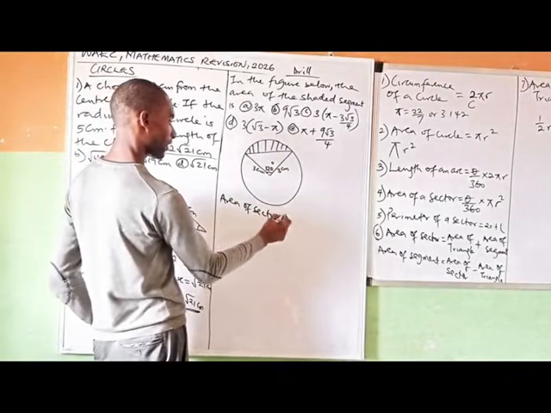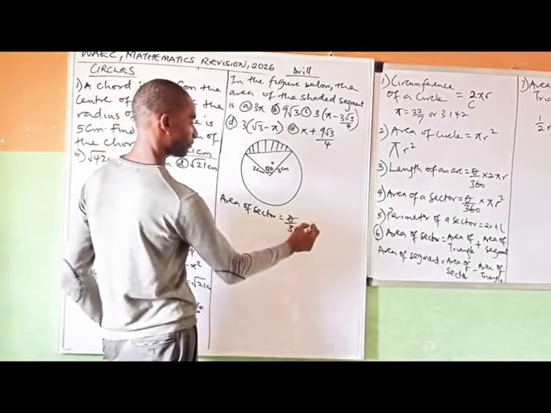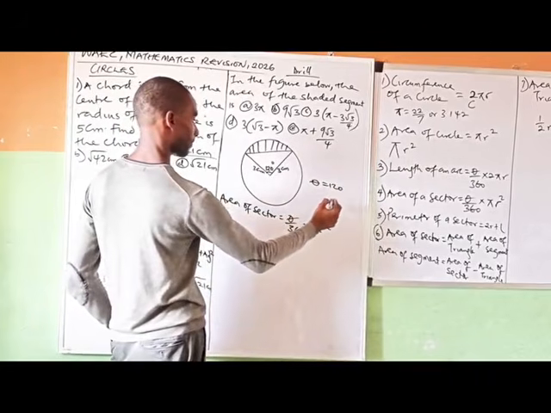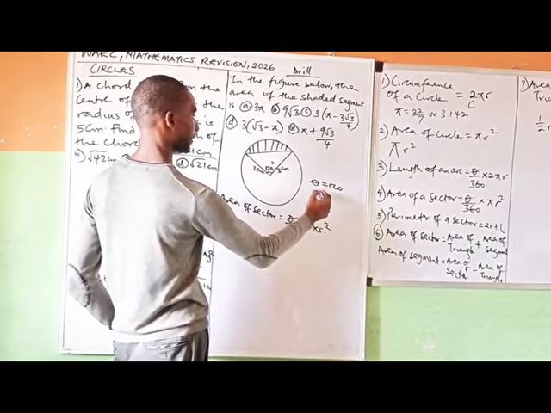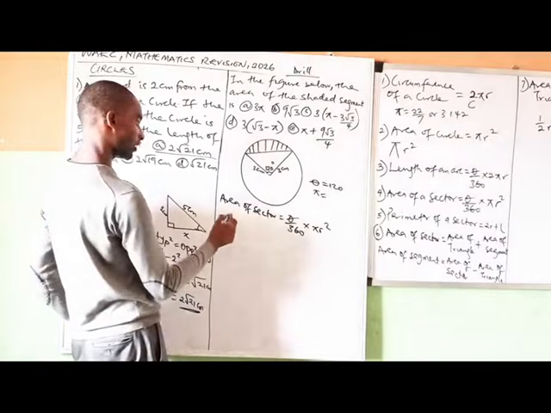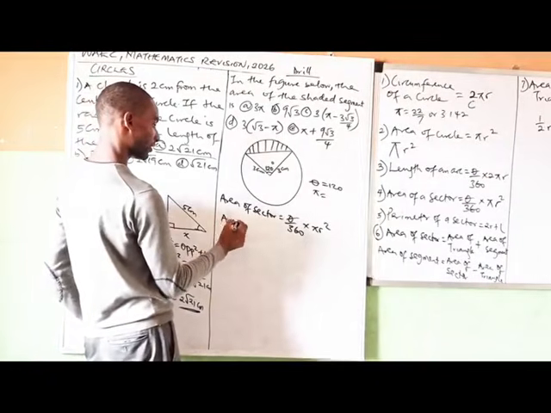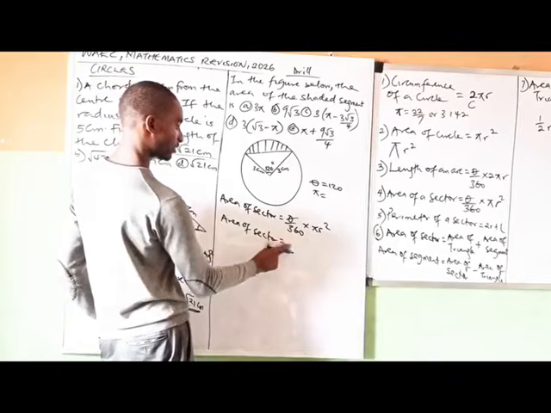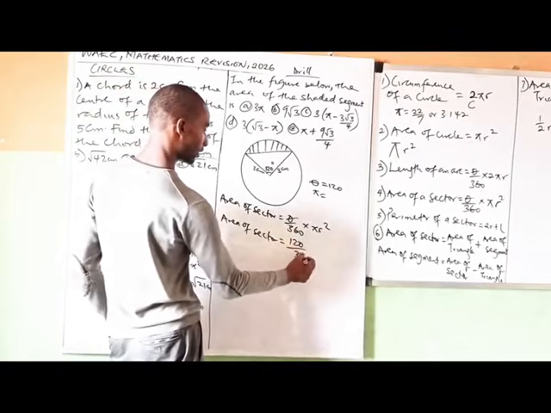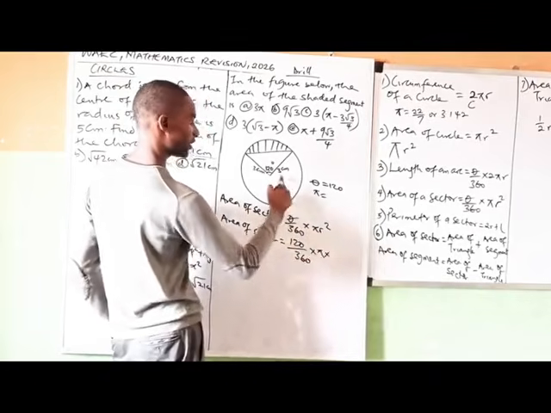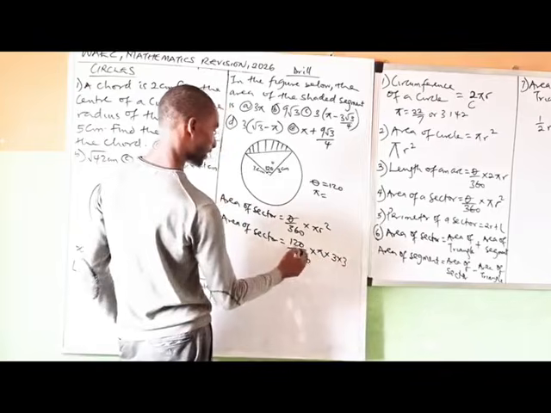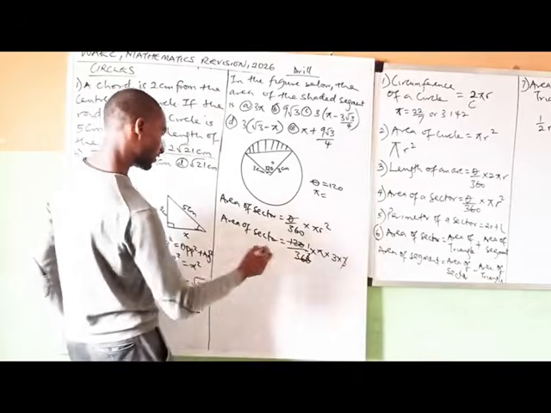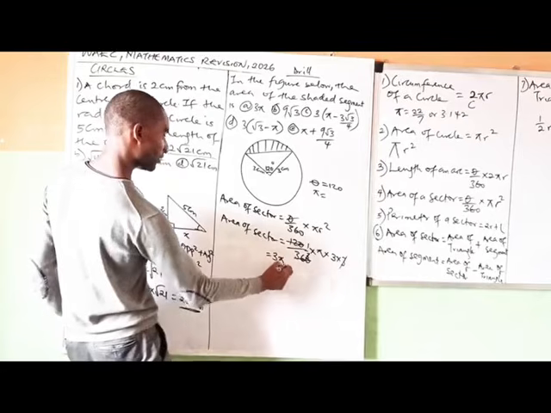Area of sector will be what? Theta over 360 times pi r squared. And our theta is what? 120 degrees, right? Our pi is in the options, so we're using it straight. So the area of sector will be 120 over 360 times pi times our radius, which is 3. 3 times 3, that's 9. So this cancels, this is 1 over 3. 3 cancels 3, that is 3 pi. So the area of the sector is 3 pi.